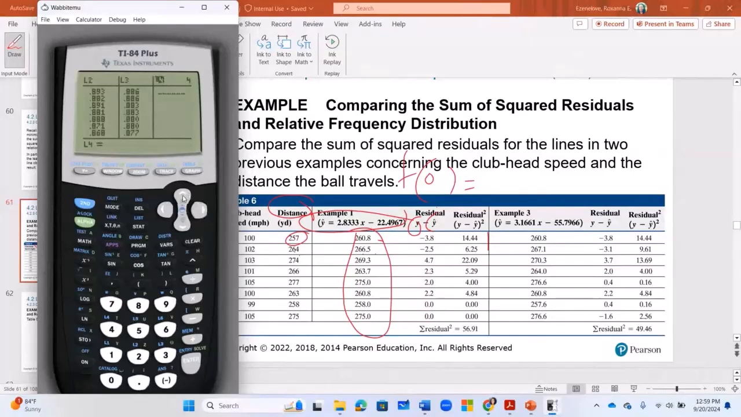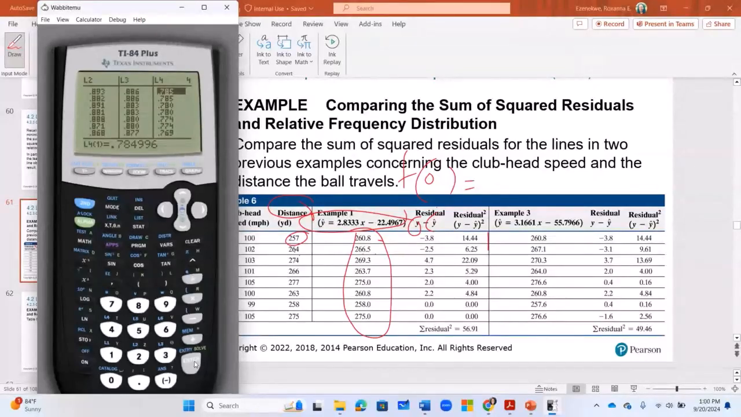In L4, I want to tell my calculator to square the residual and put it in my L4. So what I'm going to do is instruct my calculator to pull all the L3 and square it, square each L3, and I'm going to hit enter. So now I have squared all the residual. My residual was in L3, so I just squared each of them.